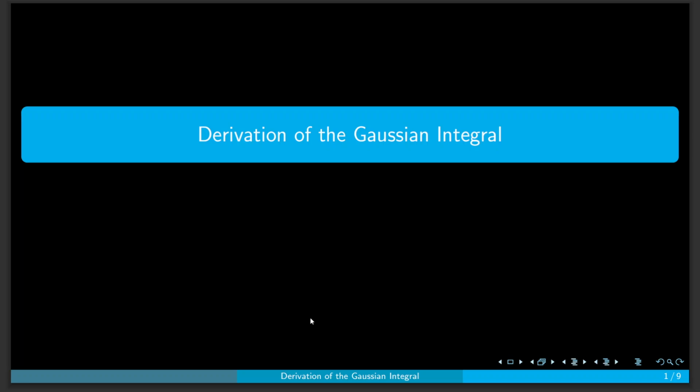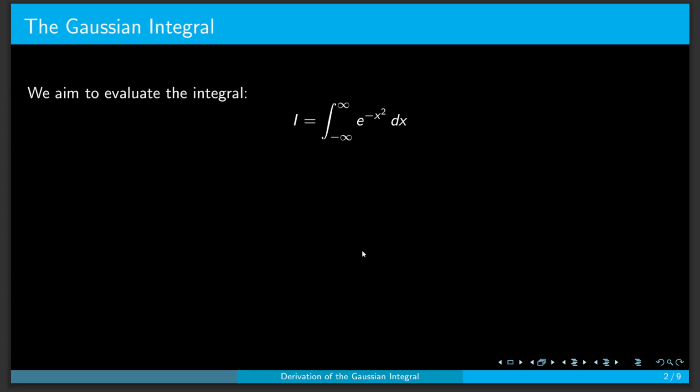Hello, in today's video, we are going to derive the Gaussian integral, which is quite crucial in our quantum mechanics. We face these integrals many times. So, our aim is to evaluate the integral I equals the integral of e raised to power minus x squared dx from minus infinity to infinity.